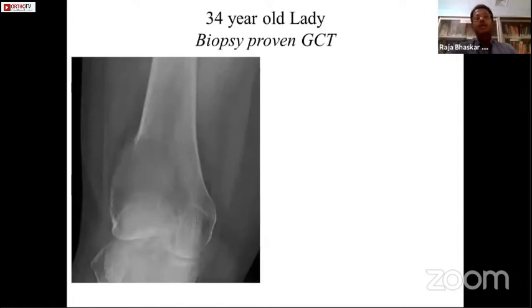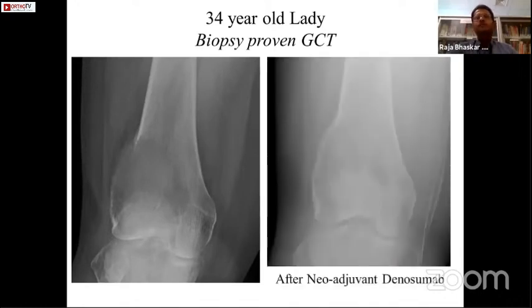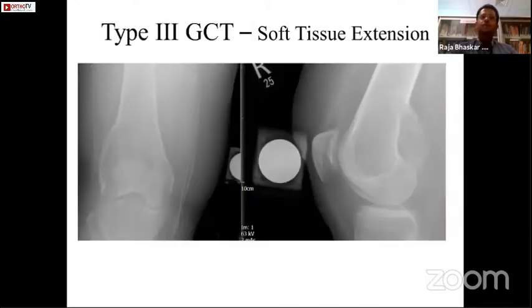This was a 34-year-old lady with a biopsy-proven GCT. If you see, it's a Campanacci type 3 with cortical thinning, cortical breakage. And after neoadjuvant denosumab, there was a good shell cover. And type 3 GCT with soft tissue extension, especially the lateral. If you focus on the lateral image, there is a soft tissue extension here. And in this region, it's always very difficult for you to attain curettage.